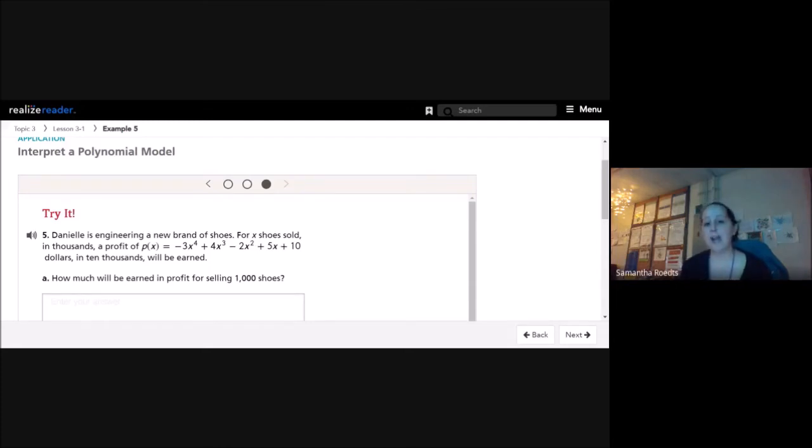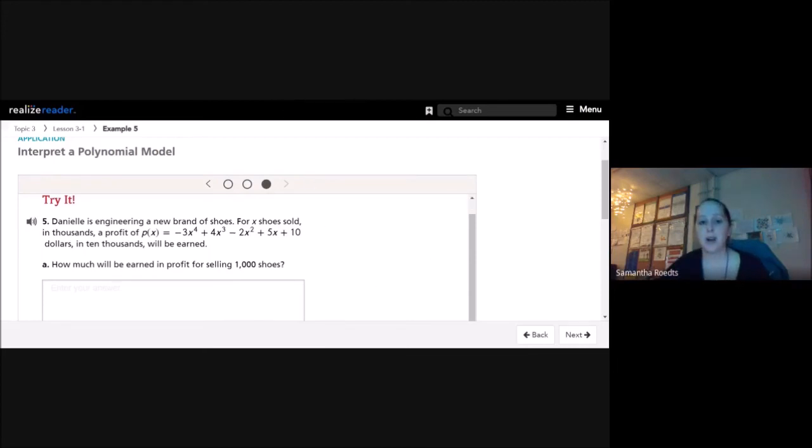Remember, x is shoes sold in thousands. So I'm looking for 1,000 shoes, which is really like saying x equals 1. If I substitute 1 in, negative 3 times 1 to the 4th plus 4 times 1 cubed minus 2 times 1 squared plus 5 plus 10 gives us about 14. Remember, we have to translate that back. So 14 times 10,000 would give me 140,000.